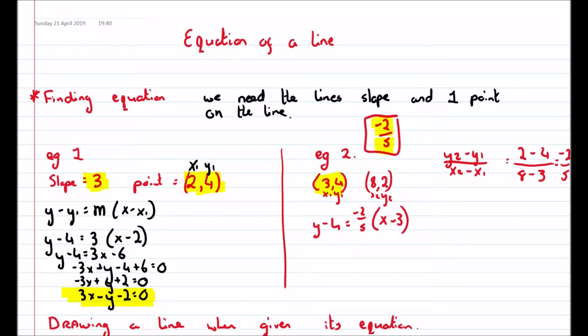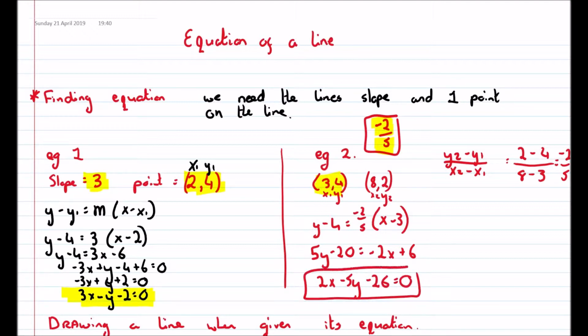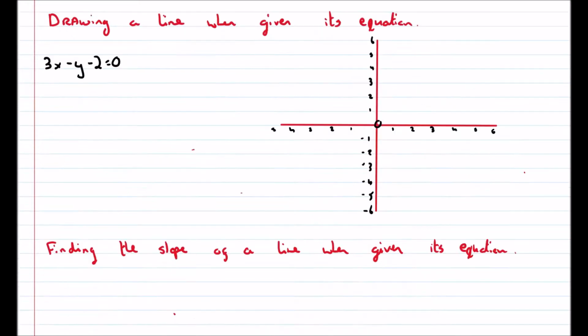So we have 5y minus 20 equals minus 2x plus 6. And we just simplify it and make it neat, with the x, then the y's, and then the numbers. So we have 2x minus 5y minus 26 equals 0. And there's our equation of the line.